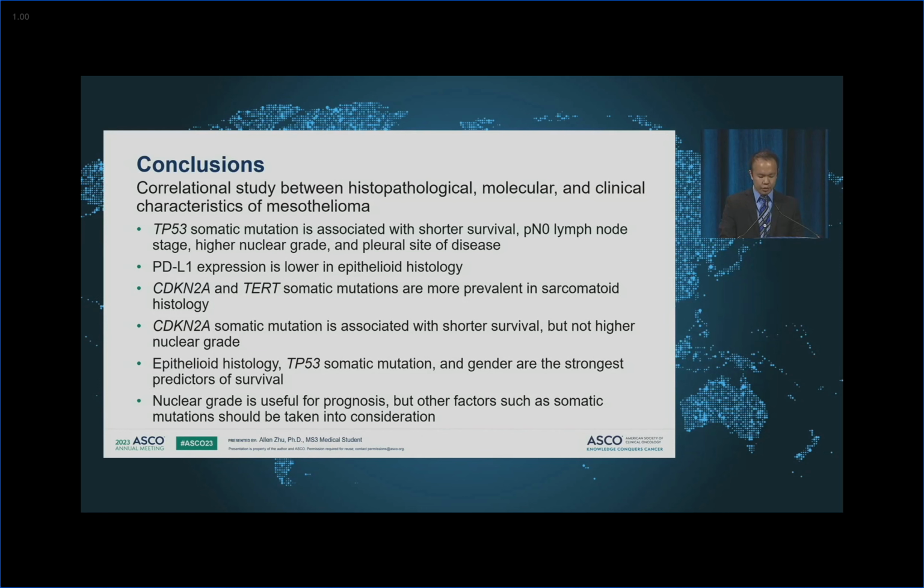CDKN2A somatic mutation is associated with shorter survival, but not nuclear grade. Epithelioid histology, TP53 somatic mutation, and gender are the strongest predictors of survival. And thus, nuclear grade is useful for prognosis, but other factors such as somatic mutations should be taken into consideration.